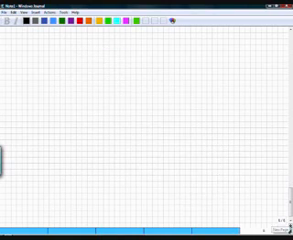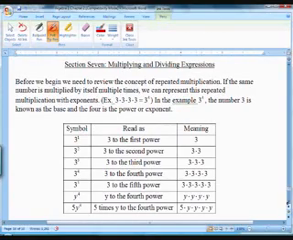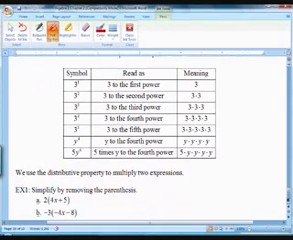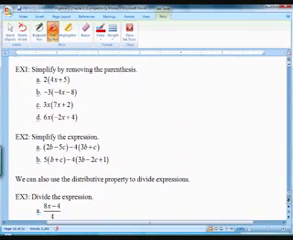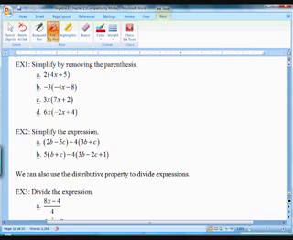Okay. So let's start the lesson. Just keep that in mind as we go through this. Remember that distributive property we talked about the other day. Example 1, that's all you're doing. Simplify by removing the parentheses. All that means is do the distributive property.